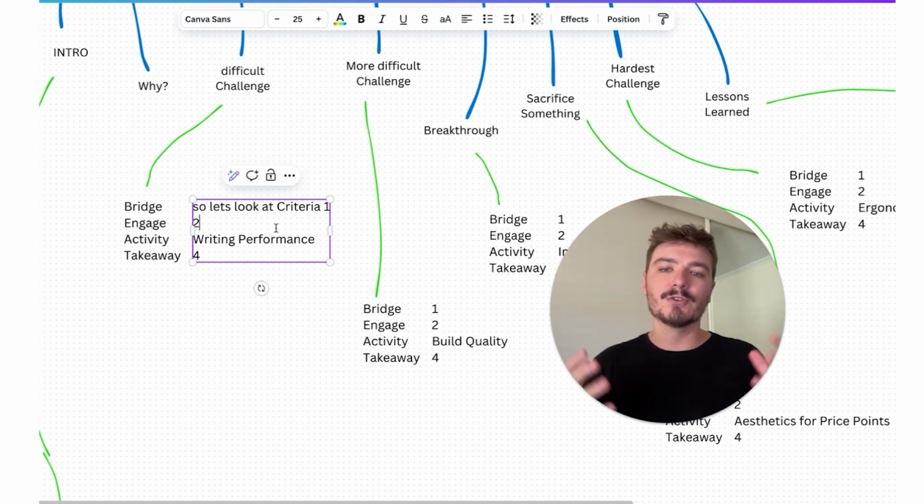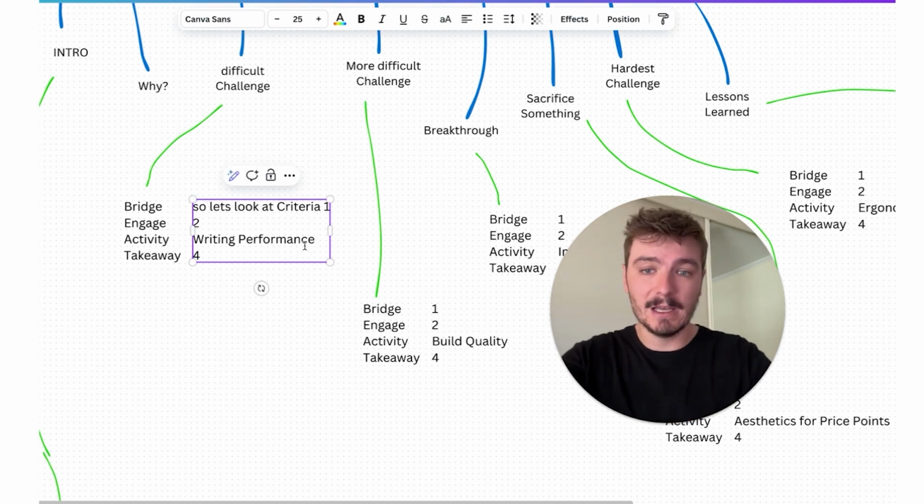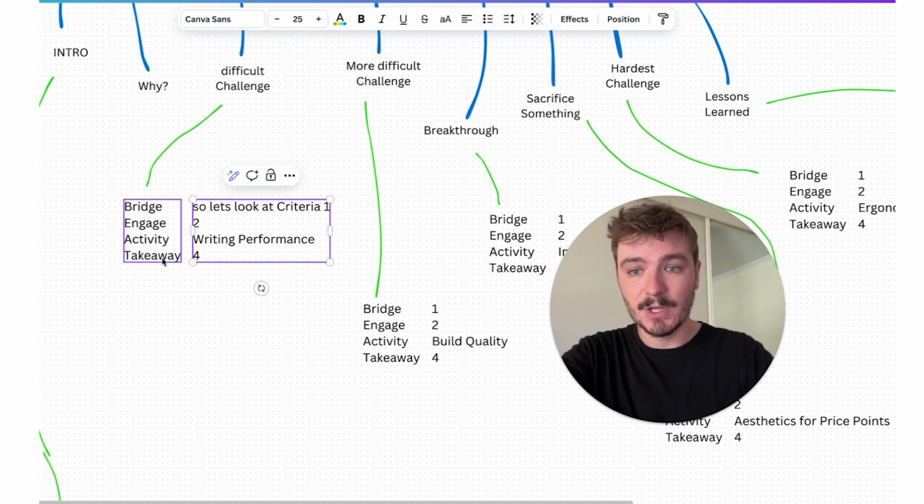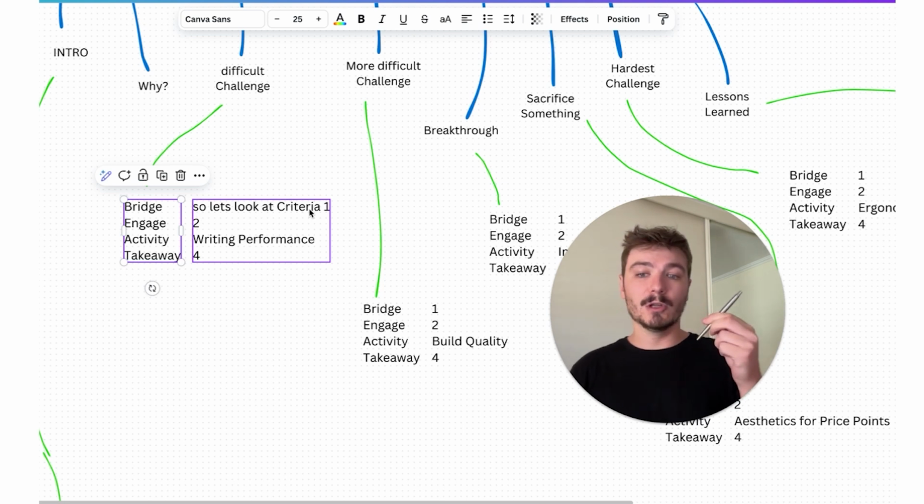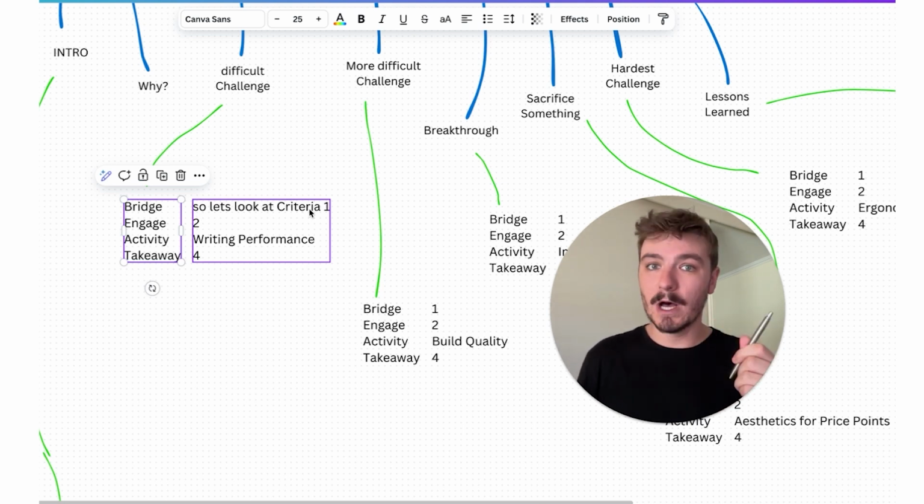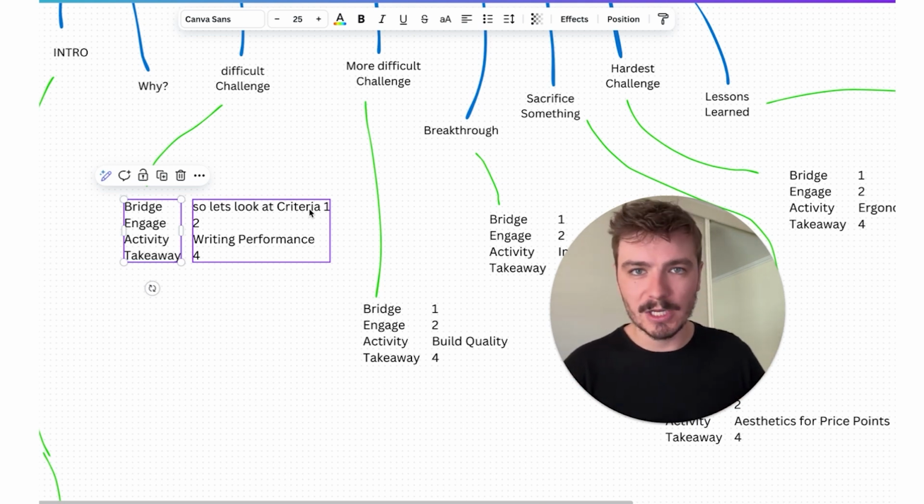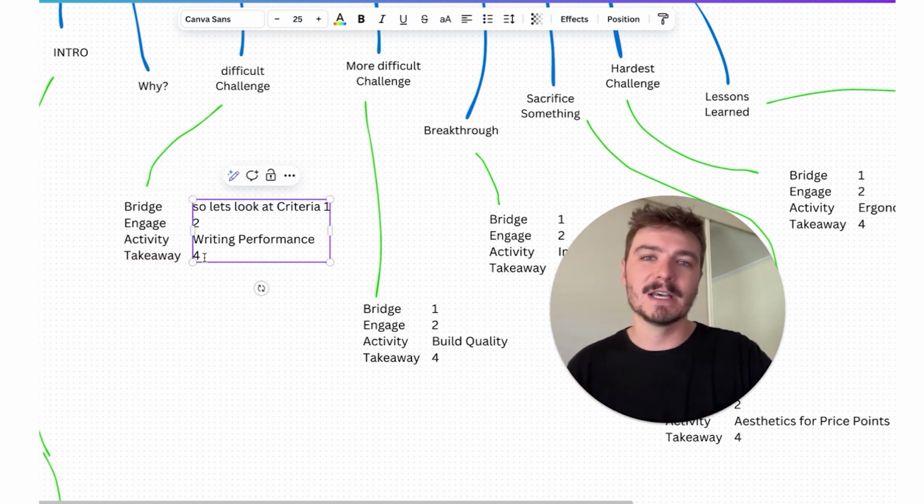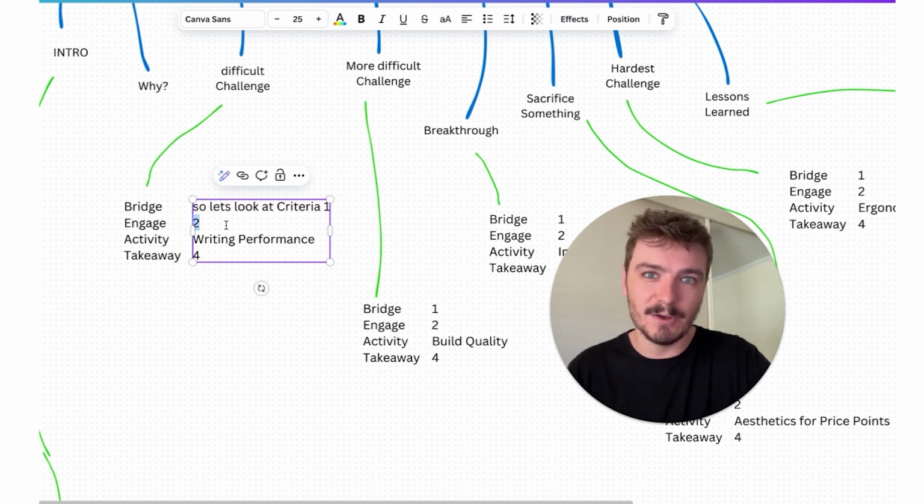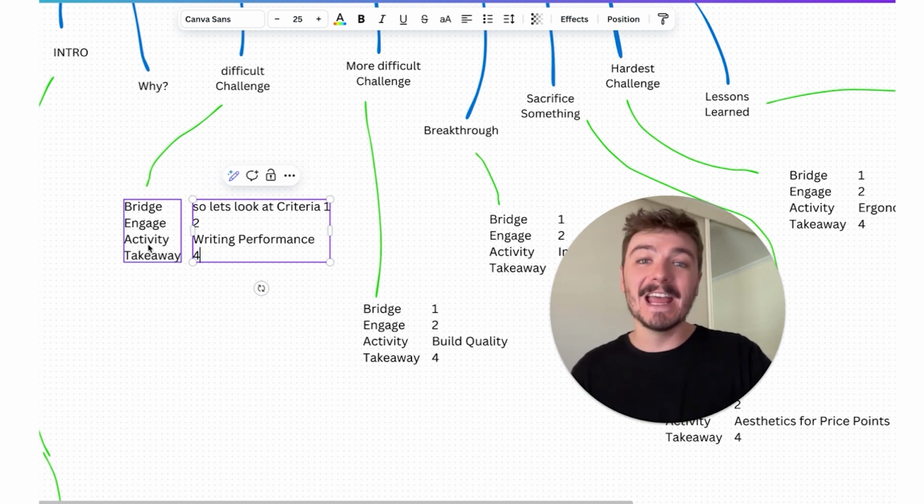So let's look at criteria 1. Now for this bit here, you don't want to say the takeaway. A lot of people start with the takeaway. So a lot of people when writing, they'll say, so let's look at criteria 1. The Parker Jotter has the best writing performance. Here's why. Well, now I don't need to watch it because I already know the takeaway. The takeaway is the Parker Jotter has the best writing performance, for example. So when you're trying to engage them here, do not tell them the takeaway. The takeaway comes at the end of the beat.